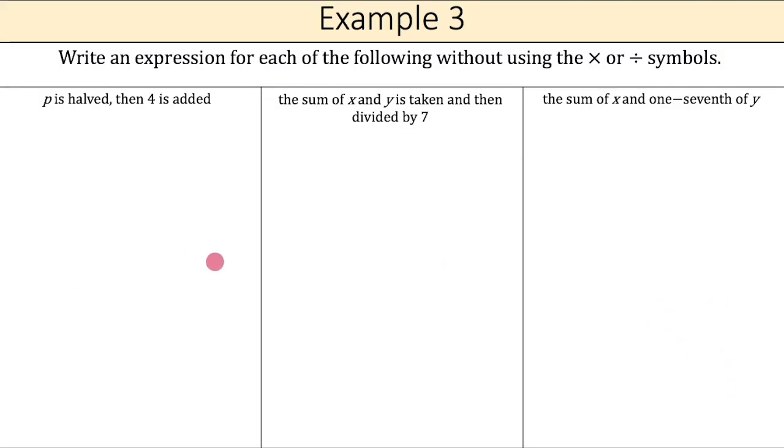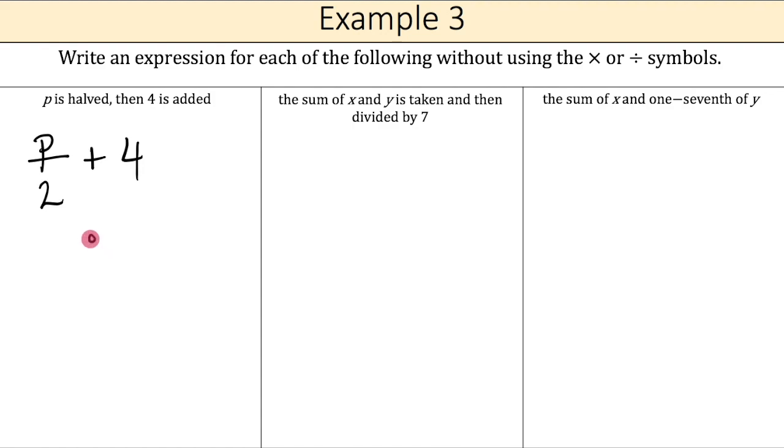Let's now answer some more questions, and we might actually move a bit quicker through these ones. Write an expression for each of the following without using the multiplication or division symbols. So p is halved, and then 4 is added. So that's going to be p divided by 2, because that's how I'm halving it. And then I need to add 4 to it, so plus 4.